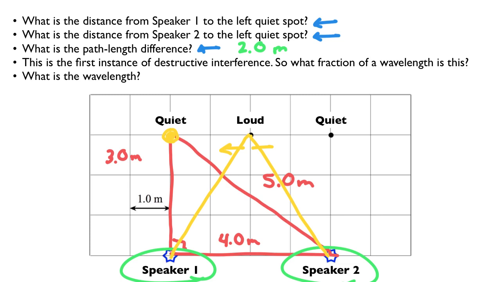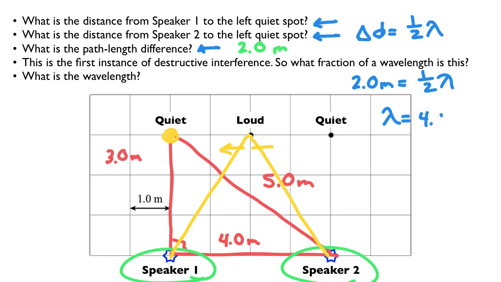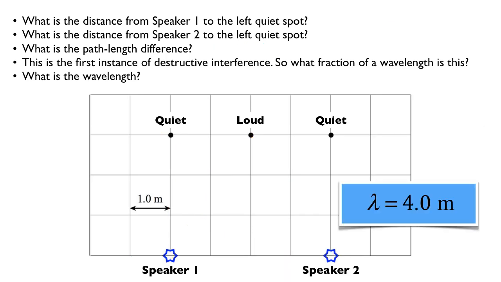So at that first quiet spot, the path length difference, delta D, is going to be equal to 1/2 of the wavelength. And we know what delta D is. That's 2.0 meters. So 2.0 meters is 1/2 of the wavelength, and as a consequence, the wavelength is 4.0 meters. That is the wavelength of the sound to produce this particular phenomenon. And as I say, we're practicing this now. This will be really, really important when we get to talking about light waves in the second semester.